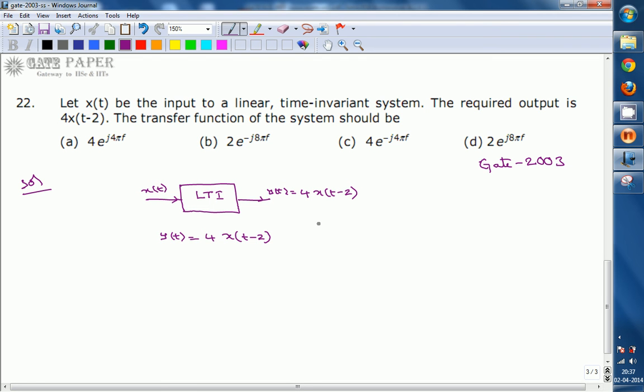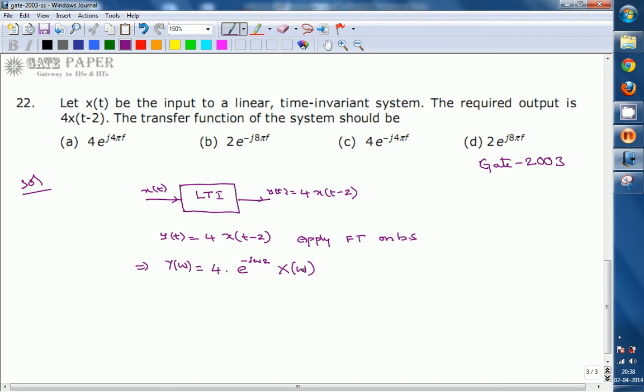apply the Fourier transform on both the sides. Then it becomes Y of omega equals 4 into, by using the time shifting property of the Fourier transform, e power minus j omega t naught, that is 2 here, multiplied with X of omega.